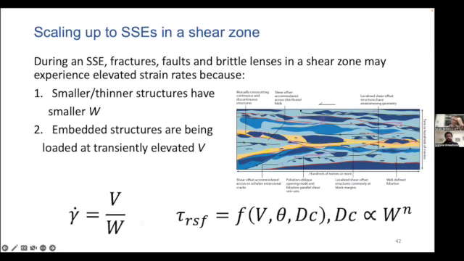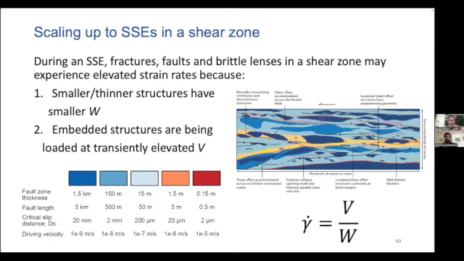And the structures that are embedded in the larger shear zone are probably, during a slow slip event, for example, being loaded at transiently elevated velocities. So the information about the shear zone width is explicitly incorporated in the loading rate term, in the strain rate term, and information about the shear zone width is incorporated into our rate-and-state friction in the form of d sub c, where the critical slip distance takes the form of some direct proportional relationship with the shear zone width. For simplicity, we just assume a linear relationship, so n equals 1 here, although that's not strictly required for these results to work. It just makes my life easier.